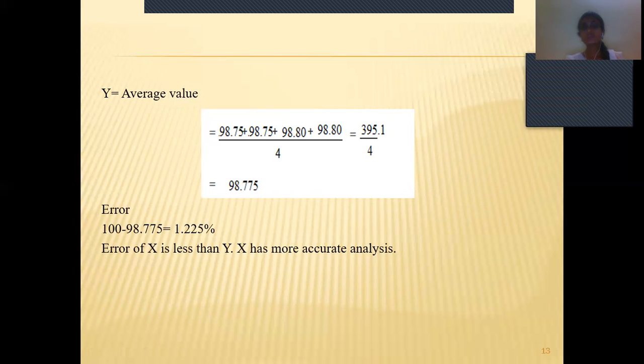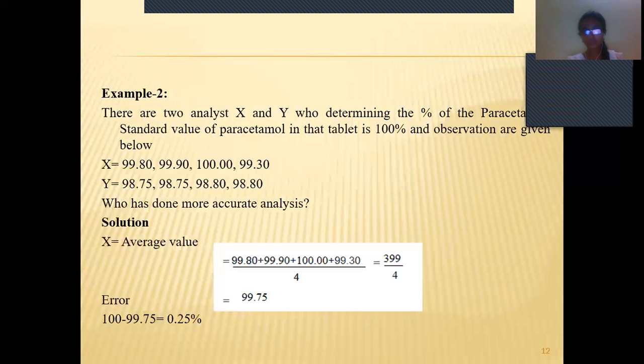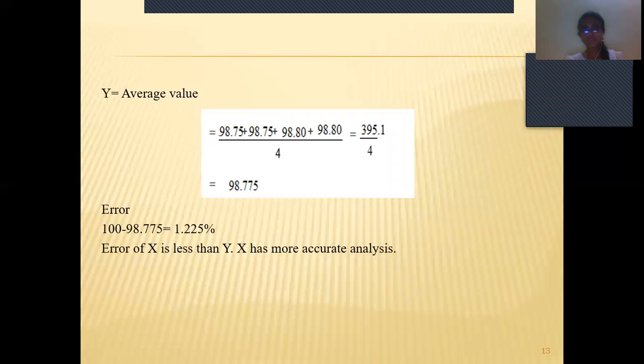So which person has the lower percentage of error? That is X. See here, person X has got 0.25, and person Y 1.225. So which person has the lower error? That is X. So X has less error than Y, so he has done the more accurate analysis.